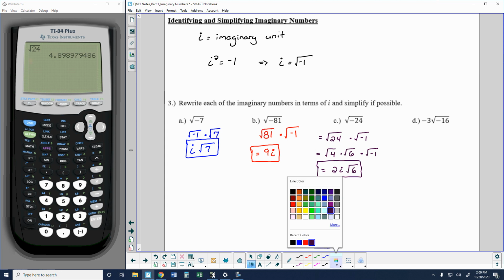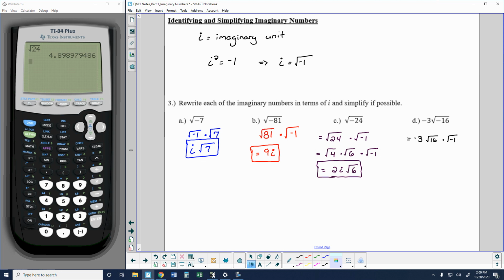Let's try one more. In D, I have a -3 out in front of the expression. I'm going to leave that alone. Then I'm going to take the square root of -16 and break that into the square root of +16 times the square root of -1. Now, what's the square root of +16? If you said 4, that would be correct. So now this becomes -3 times 4 times the square root of -1, which is i. And we can simplify a little further. -3 times 4 is -12. And so this expression becomes -12i.